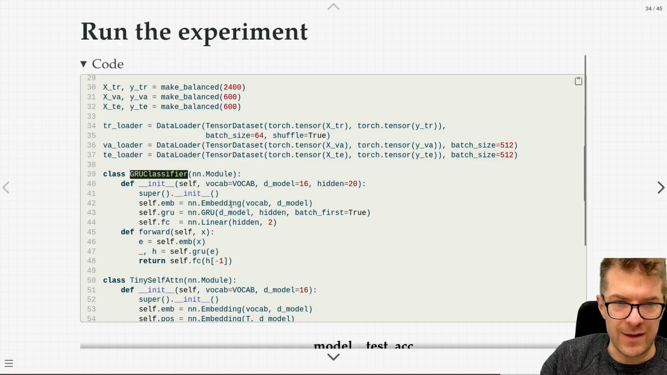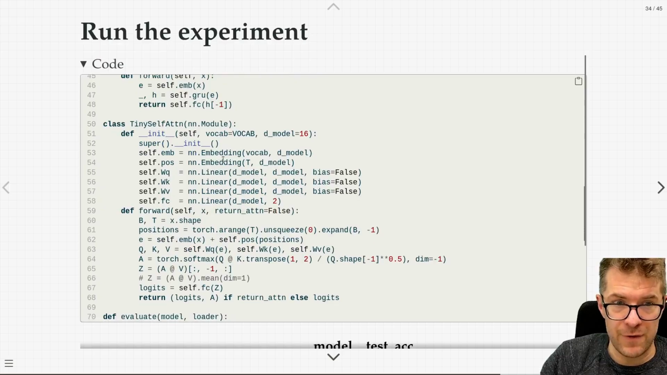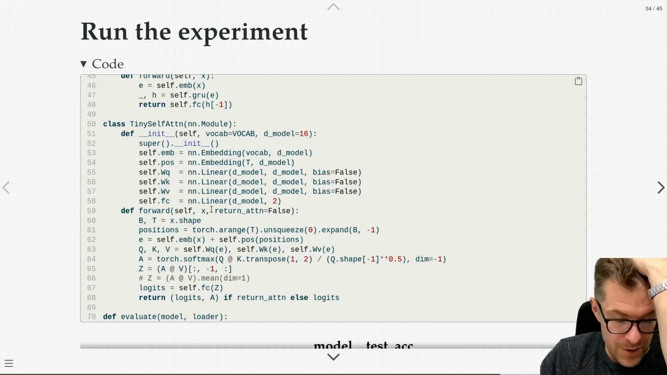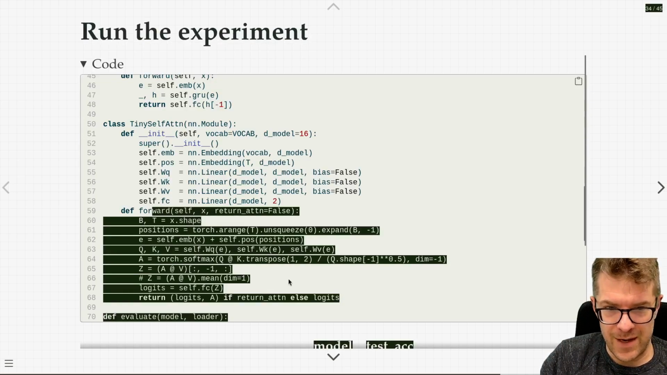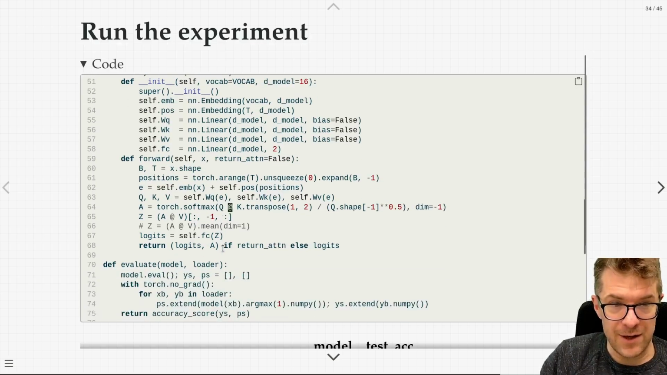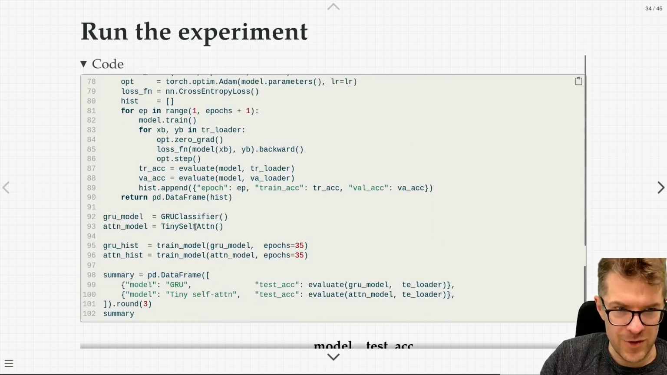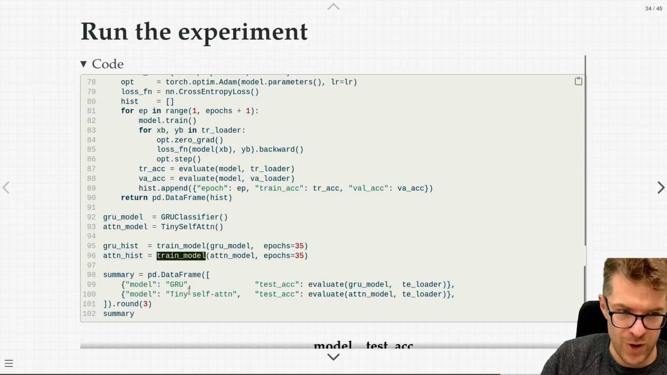I create my GRU classifier using just PyTorch's GRU, and I have the linear output because I'm doing classification. I have a tiny self-attention model over here, so I have embeddings and a bunch of linear layers. The details here don't matter to you. I'm not going to ask you to code a self-attention mechanism by hand, but this is just like all these components we saw a moment ago, like our softmax with these dot products. You've seen all this before. This is my tiny self-attention network. I do my evaluation, I do my training. This is where I actually create the GRU and the self-attention network, do the training of each, and then summarize the results.